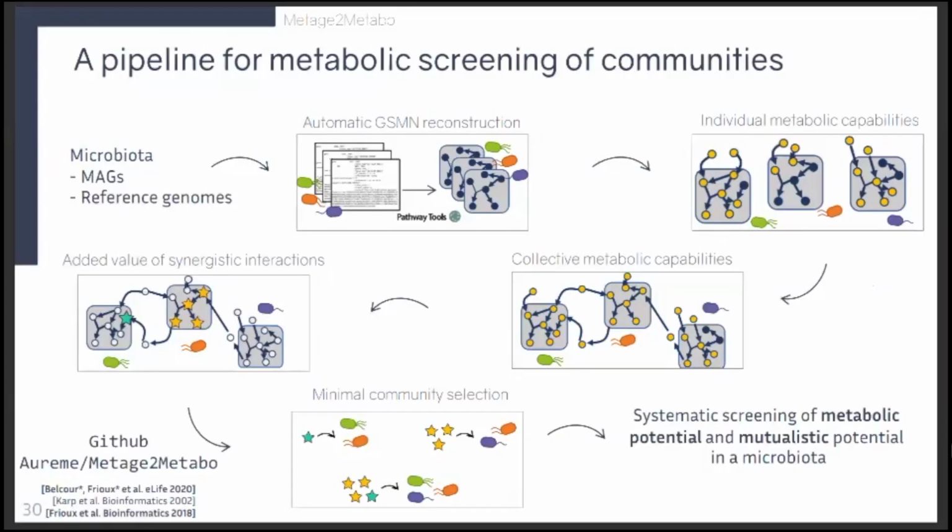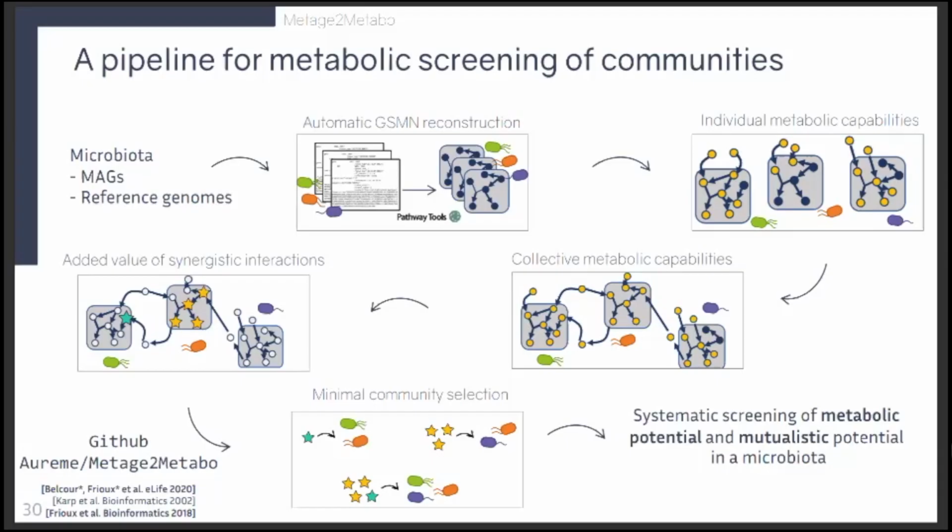So we built a pipeline for this. That's called MetaG to Metabo. It takes as input a set of genomes, reference genomes, or metagenome assembled genomes that represent your microbial community. We can provide automatic metabolic network reconstruction, or you can directly come with your own metabolic networks. And then the first step is to compute what is the individual metabolic potential for each of the populations. So what can they do in the environment that we simulate?